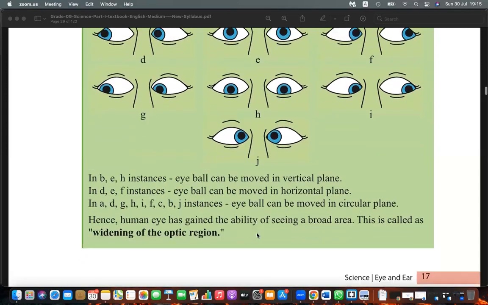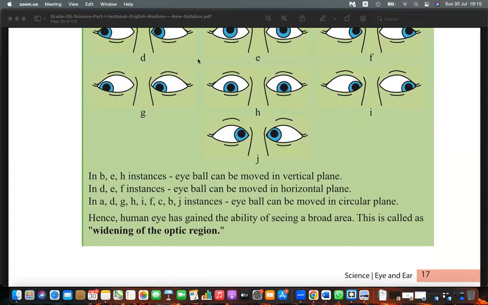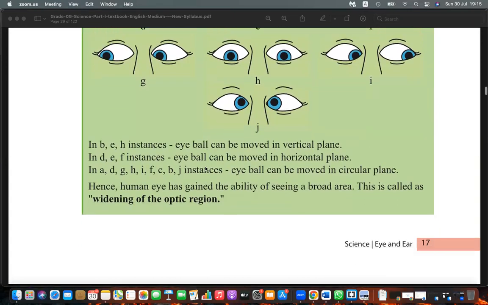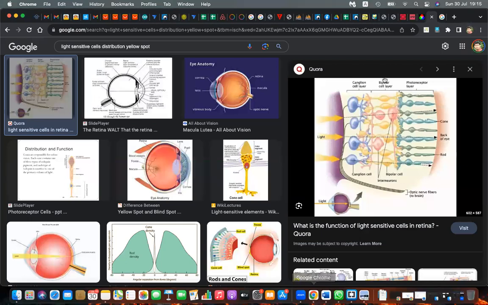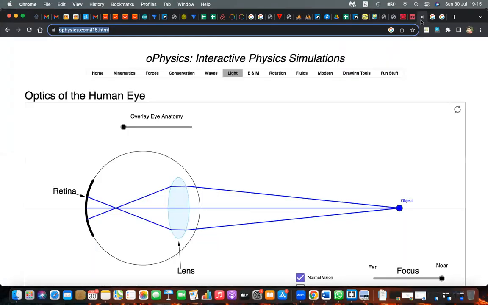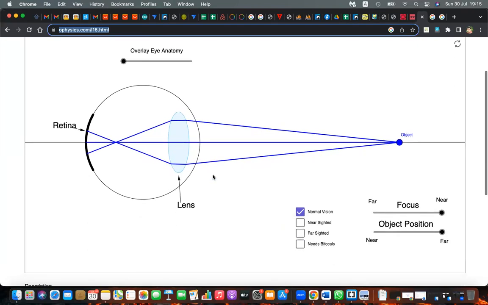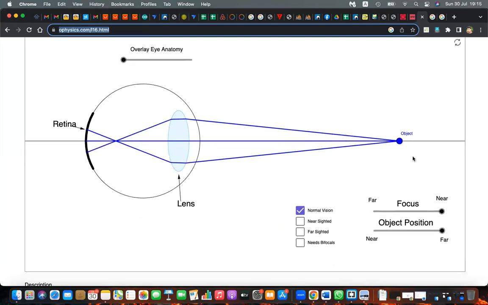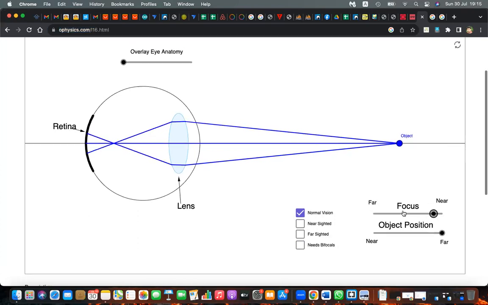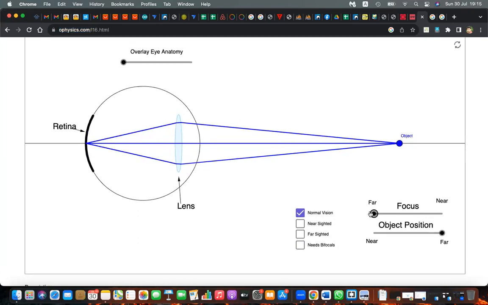So that is called widening of optical region. Okay, and let's move to the last thing that I planned today. This shows the eye optics, and you can see how this ray diagram shows how focus happens in different vision conditions. Okay, this is a far away object and you can see how it focuses into the retina.